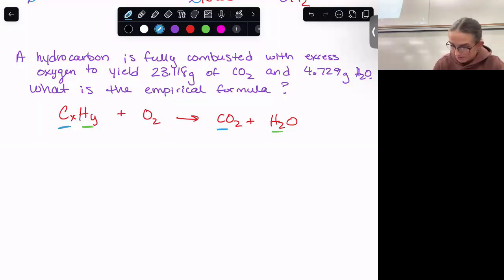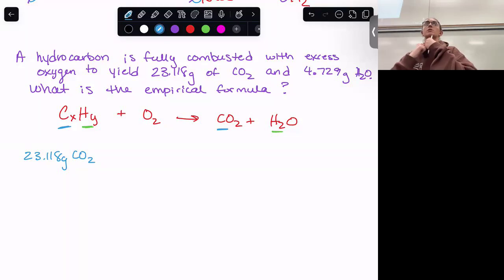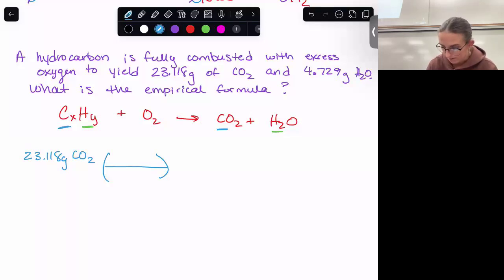So if we collect 23.118 grams of carbon dioxide, can we get to the grams or moles of carbon that we started with? Yeah, because we know that the carbon dioxide grams contain the carbon grams that we're looking for. How do we use that, or what do we need? Yep, we need the molar mass of carbon dioxide. I'll tell you that that is 44.01 grams of CO2.